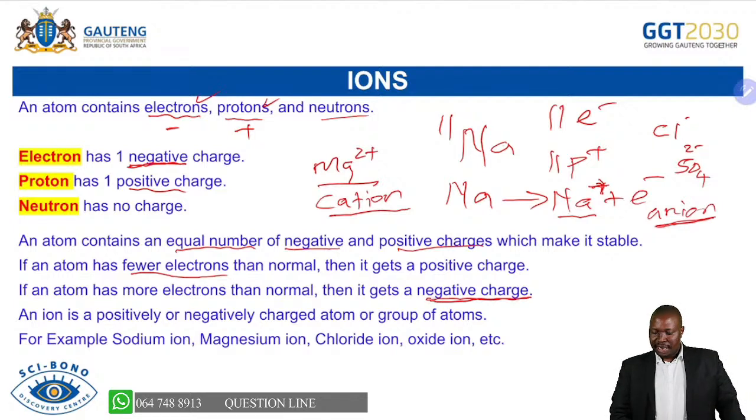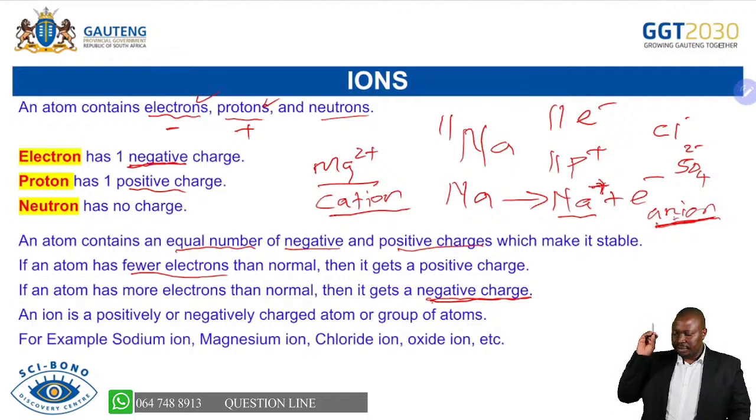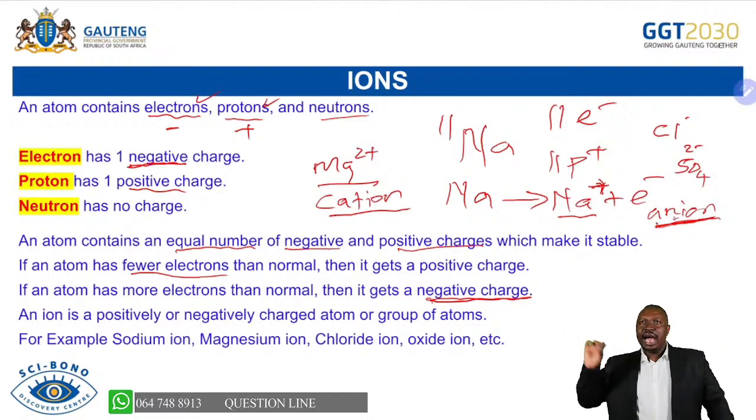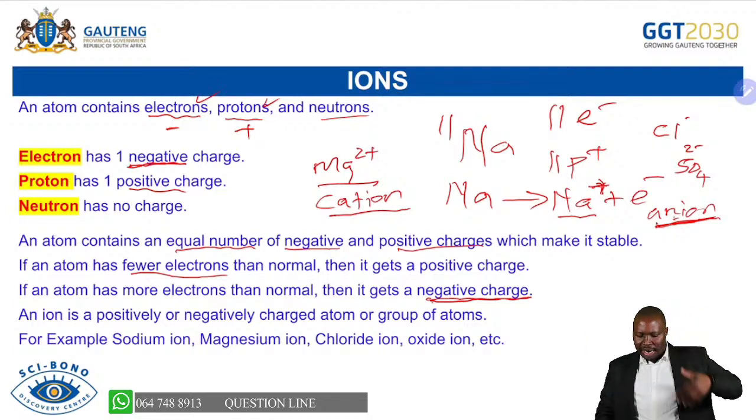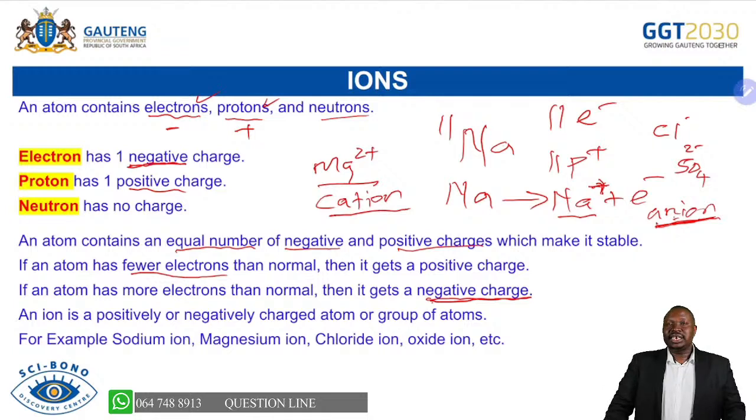And when it has a negative charge, we refer to it as an anion. You can just say an anion is a negative ion. It means that we have more electrons. And then a cation, which is positive, it means we are running short, or we have electron deficiency.